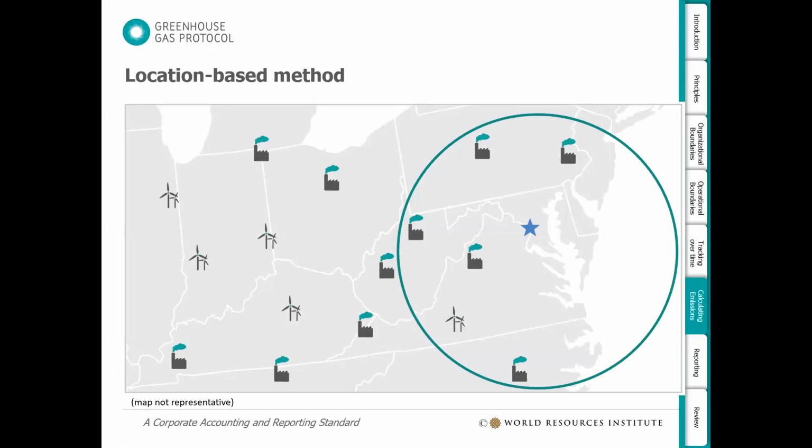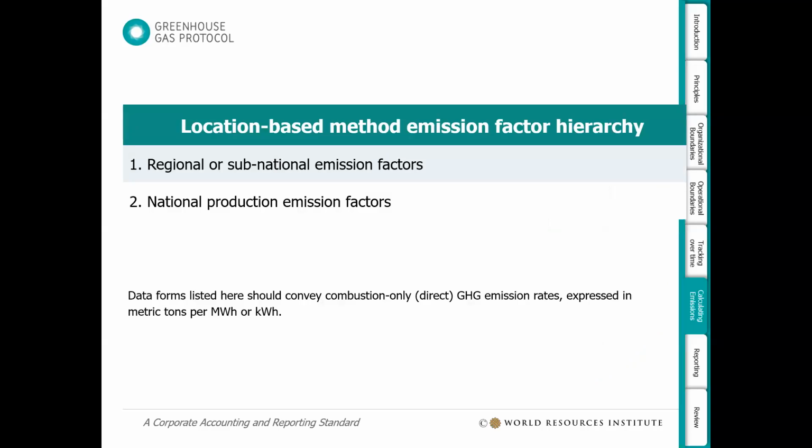If we look at the location-based method first, the location-based method involves the use of grid average emission factors, and these represent all electricity production occurring within a defined geographical region. And the goal for the location-based approach is that grid average emission factors should reflect the mix of electricity actually used in the region where consumption is occurring.